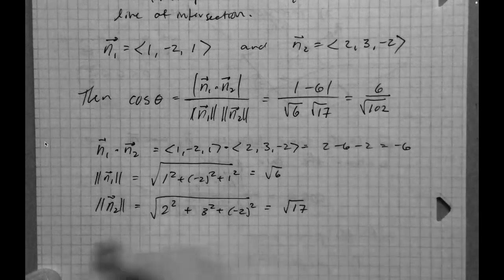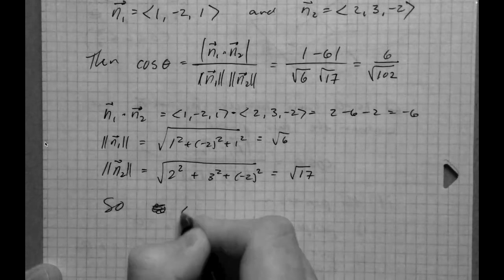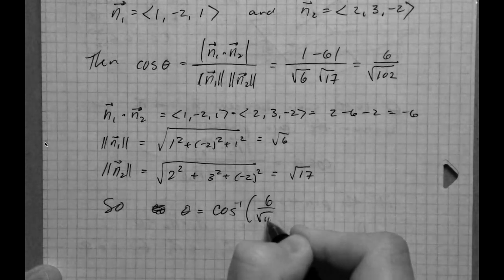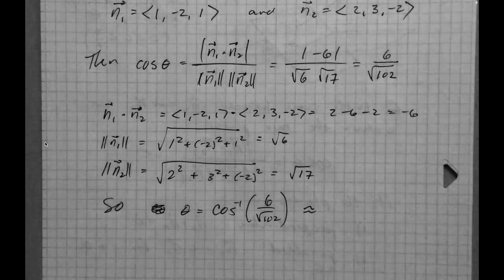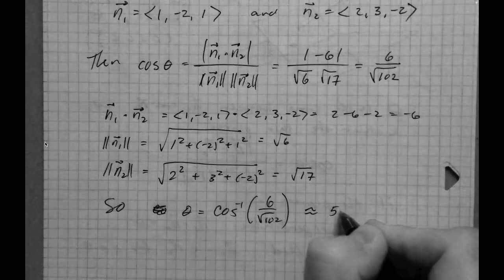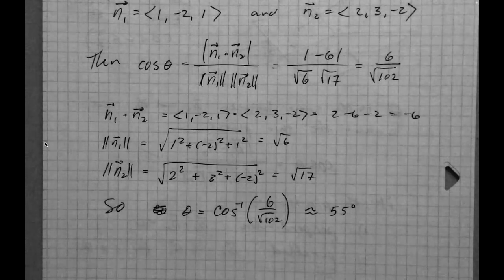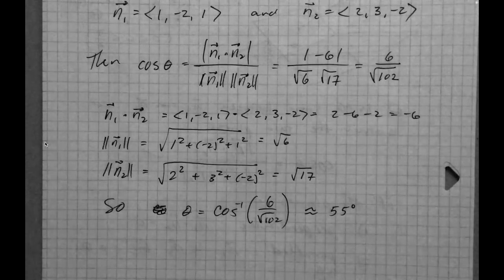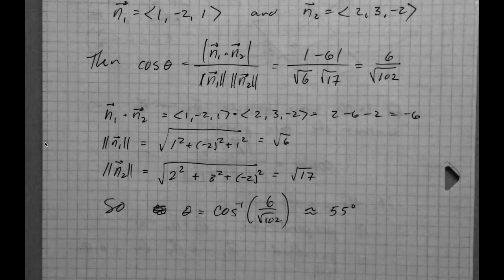Okay, and so just kind of jumping down here, theta is the inverse cosine of this. All right, so you can go out and find that number. It's about 55 degrees or so. Something like that. Okay, so that's kind of the easy part of this example, right? So given the equation of the two planes, go and find the angle between them.